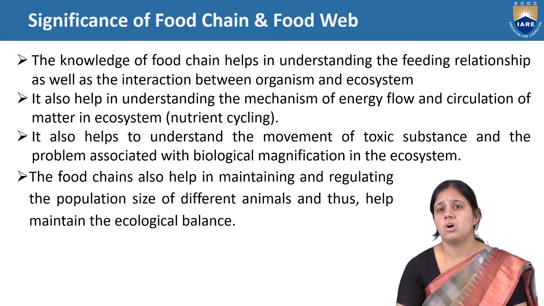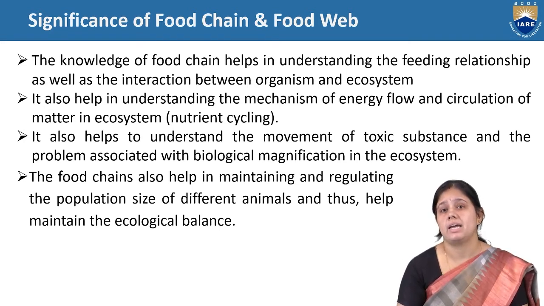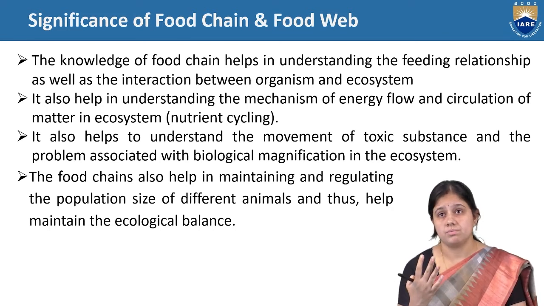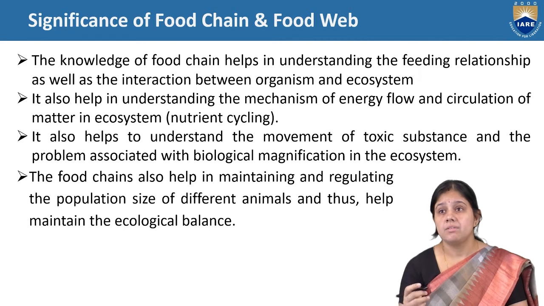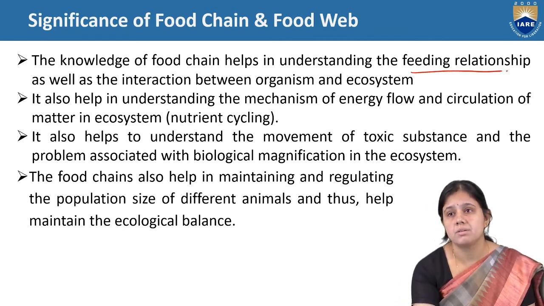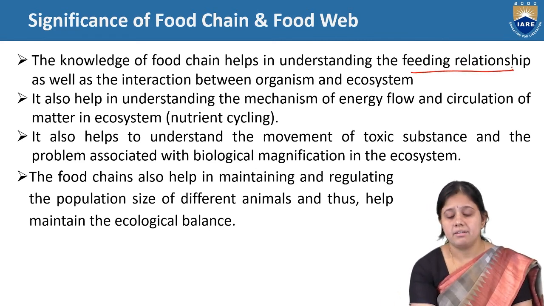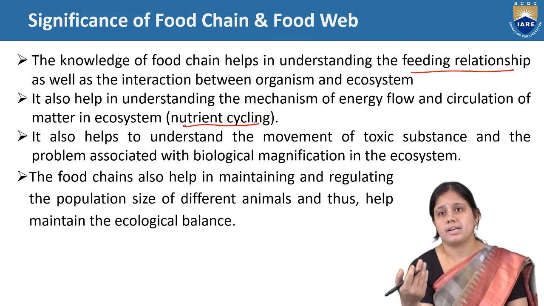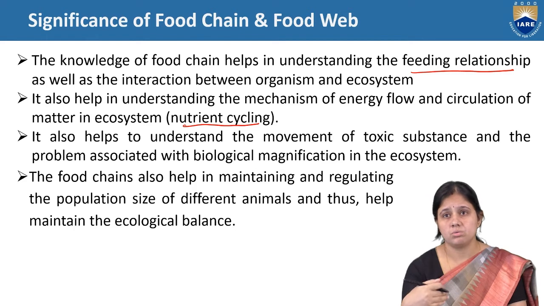The food chain also helps in maintaining and regulating the population size of different animals, and thus helps maintain the ecological balance. So there are four important parts of this food chain. First one is the feeding relationship between all organisms. Second one is the cycling of nutrients. They will again make the nutrients available to the food chain.